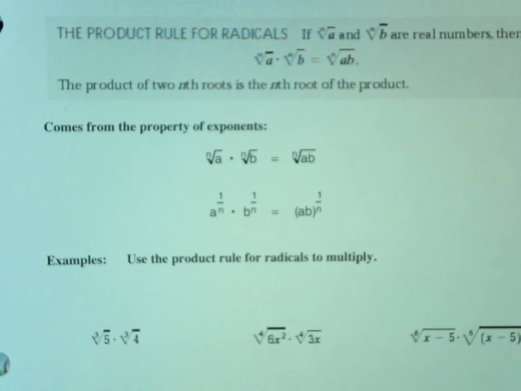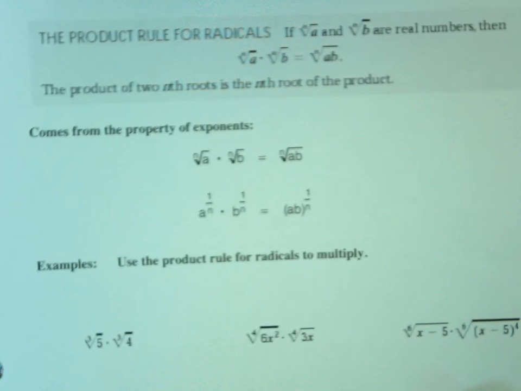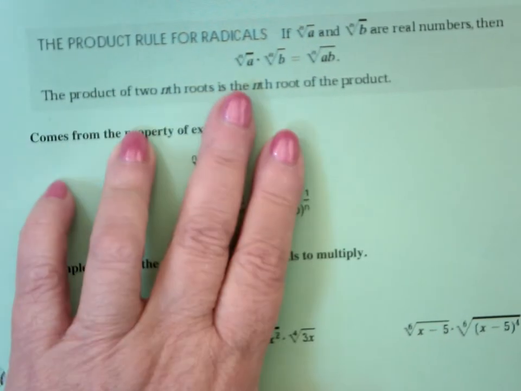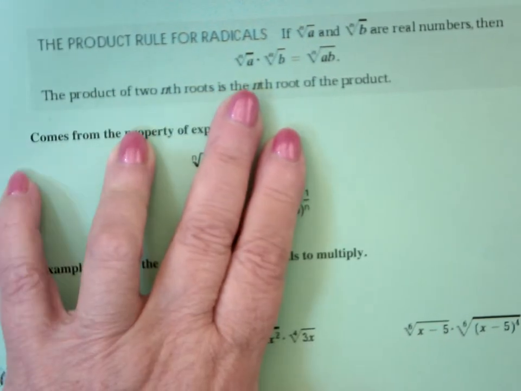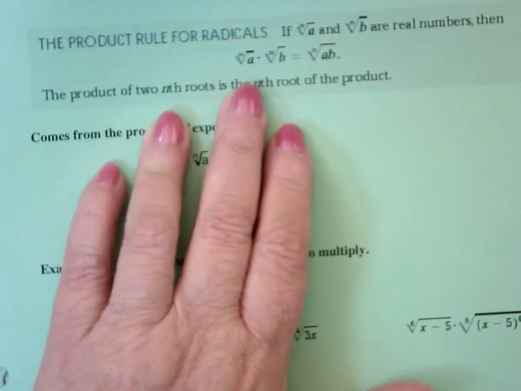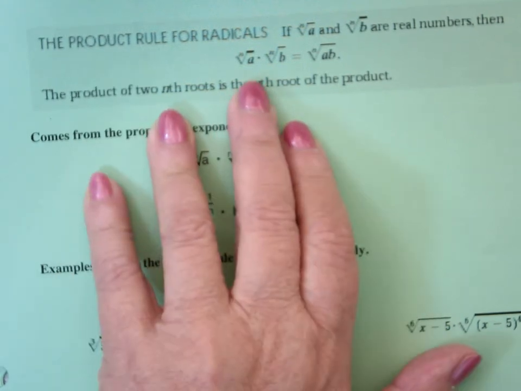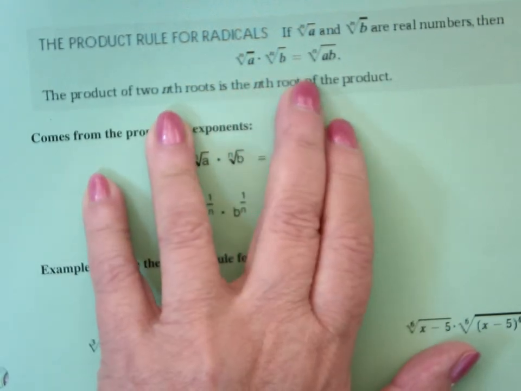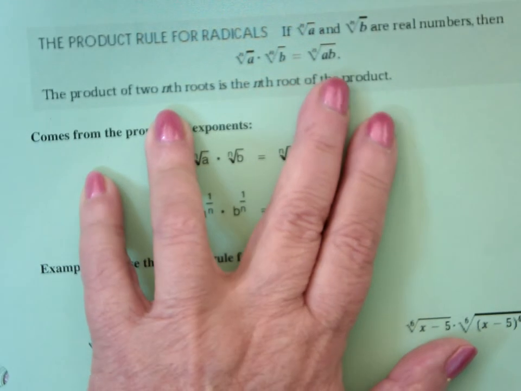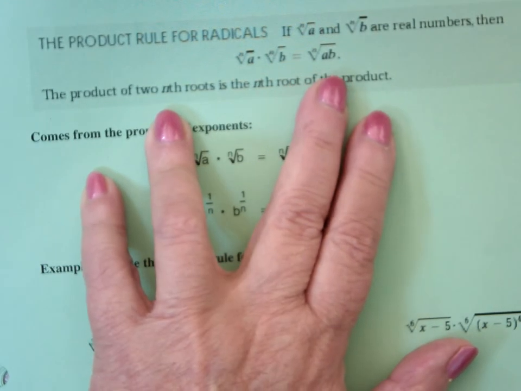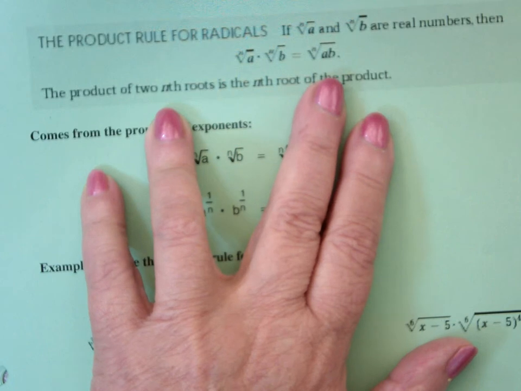Now, you're not going to think one iota about the whole thing of, well, gee, I'm using the properties of exponents. You're going to say, I'm using the properties of radicals. And the first property of radicals is going to be the product rule for radicals. That says if I have the nth root of A times the nth root of B, it's the same thing as I can bring it under a single radical. It's the nth root of A times B.